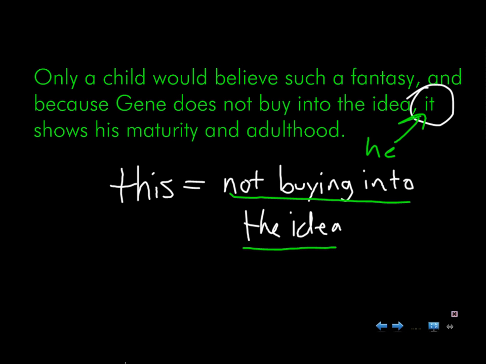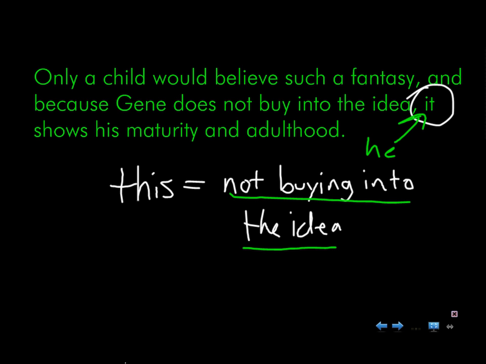Yeah. Only a child will believe such a fantasy, and his maturity and adulthood shows because he does not buy into this idea? Yeah, that would work. Chris? You could. Only a child will believe such a fantasy, and because Gene does not buy into the idea, Knowles, no, that's not why Knowles reveals it. Because Gene does not buy into the idea, Knowles shows his maturity and adulthood. It's not quite right there.